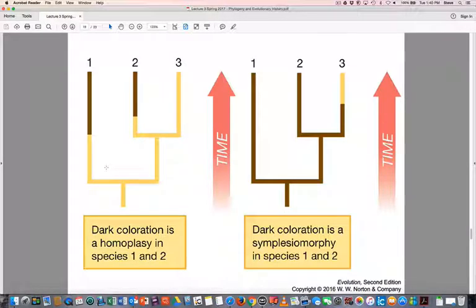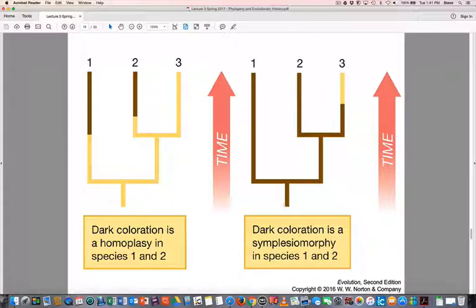In this particular case, the way we've mapped the character state change, we're saying the orange coloration is ancestral, and dark coloration arose in the lineage leading to species 1, and it also arose in the lineage leading to species 2, but they arose independently. This is what we call homoplasy. It's kind of like analogy: the dark coloration is shared in common not due to common ancestry, but due to convergent evolution or analogy. When shared characteristics are due to analogy or convergent evolution, that's a homoplasy. Again, I'm not too worried that you understand all this.